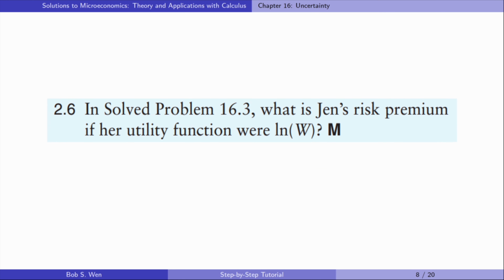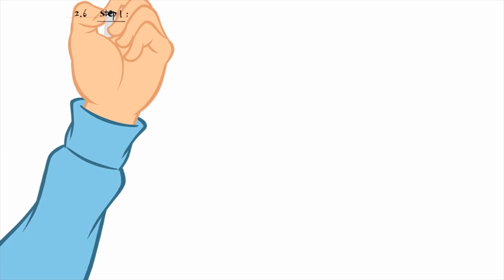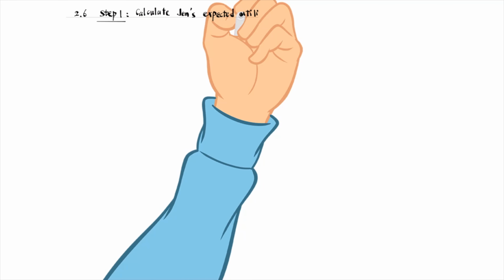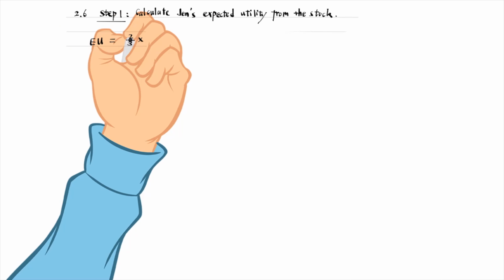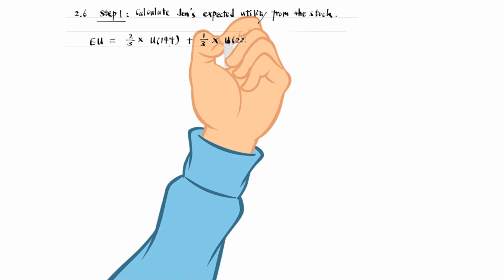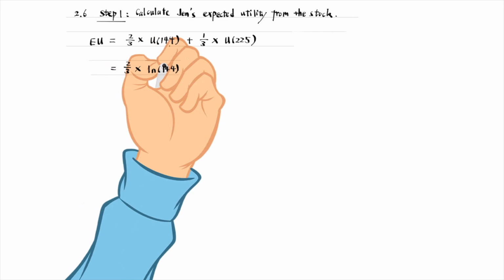Let's address exercise 2.6. In solved problem 16.3, what is Jen's risk premium if her utility function were log W? We calculate Jen's risk premium in 4 steps. In the first step, we calculate her expected utility from buying the stock. The expected utility is the weighted average of the utilities under each possible outcome, where the weights are the probability of each outcome.